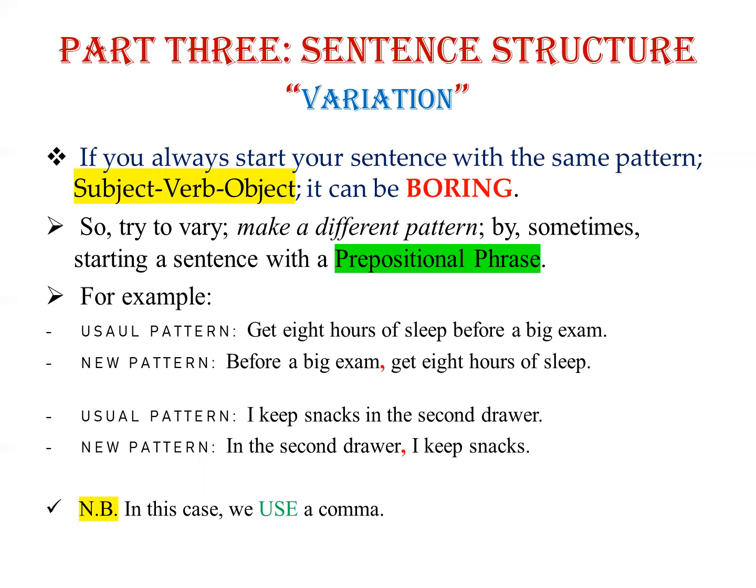Because when always using this pattern, the subject, verb, object, it will be boring. So try to vary. When I say try to vary, I mean make a different pattern by sometimes starting a sentence with a prepositional phrase. How can I start a sentence with a prepositional phrase?